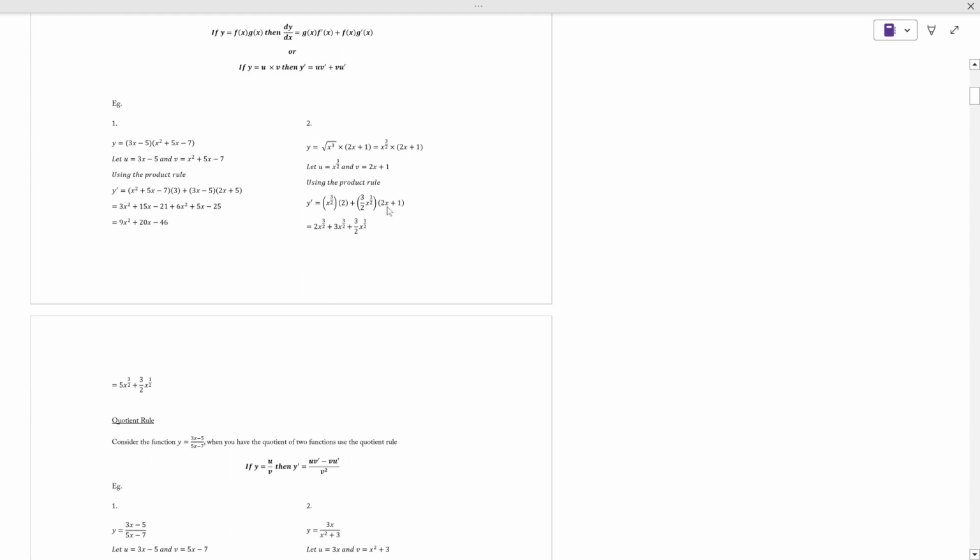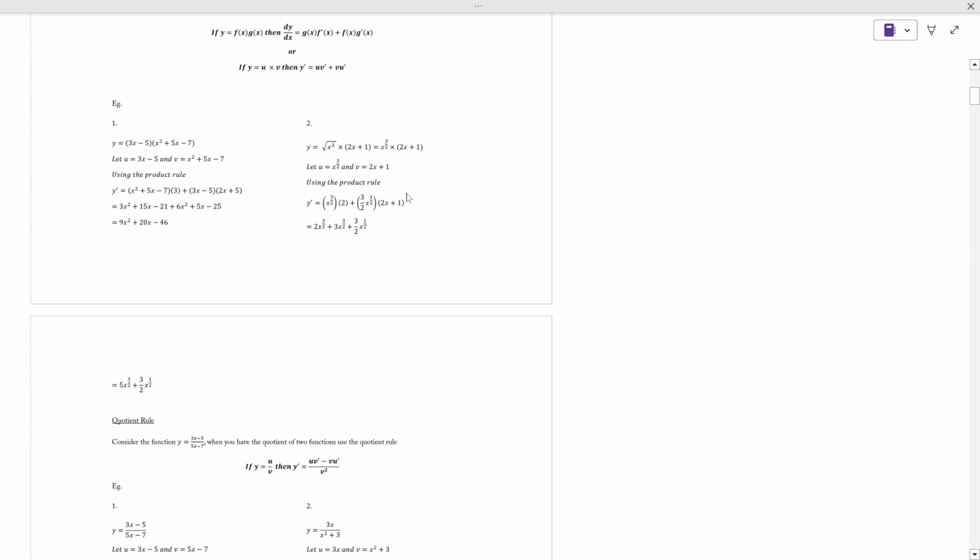So very similarly, if you get something a bit more funky like this one, once again, whenever you get square roots, I highly recommend you writing it out in its power form. So obviously the square root of x cubed is just x to the power of 3 over 2, right? So we can rewrite this function into this function here. So very similarly, just like the question before, let u equal x to the power of 3 over 2. Let that be our first function, and let v equal 2x plus 1, which is our second function.